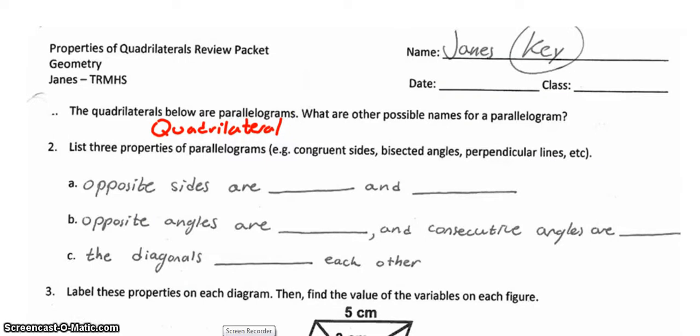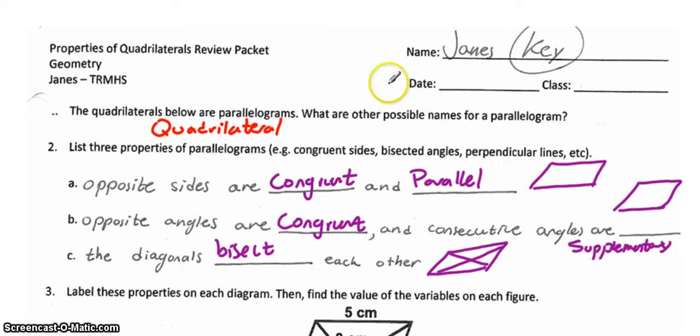Number 2, list 3 properties of parallelograms, such as congruent sides, bisected angles, and perpendicular lines. As you can see, I've already written some of the parts of these out with some fill in the blanks. So if you haven't already tried this, pause the video now and copy down what I have and fill in the blanks yourself. The answers will come up in 3, 2, 1.